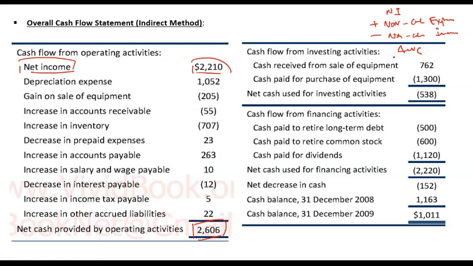Adjustment for working capital includes subtracting any increase in current assets, adding any decrease in current assets, adding any increase in current liabilities, and subtracting any decrease in current liabilities. So that's how we arrive at the net cash provided by operating activities.